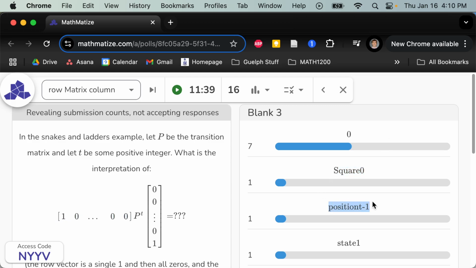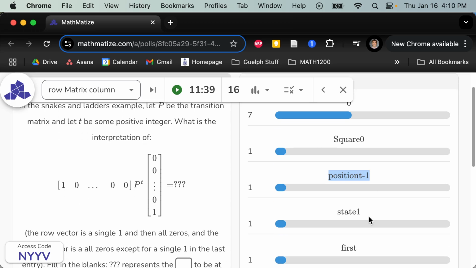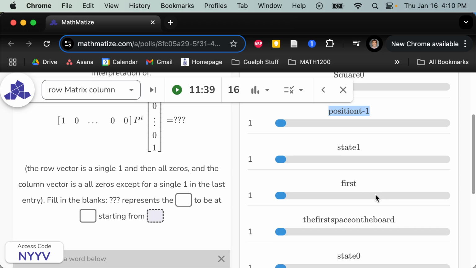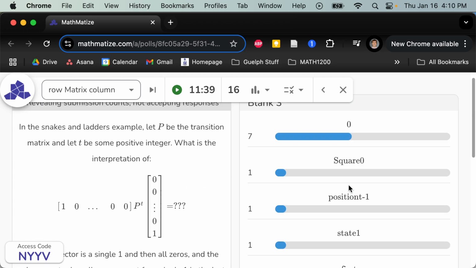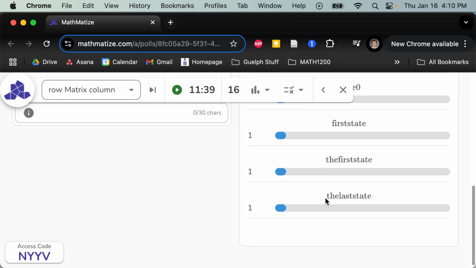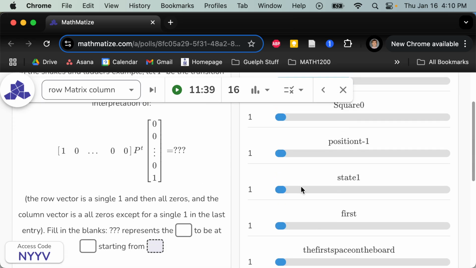If you said position 1, you're probably also thinking the beginning, but you have the 1s and 0s mixed up. Python also always starts at 0, not at 1, so make sure you don't mix that up on your assignment. Yeah, so it is the first space on the board, but the first space is square 0. Okay, very good. So I think most people more or less got it.